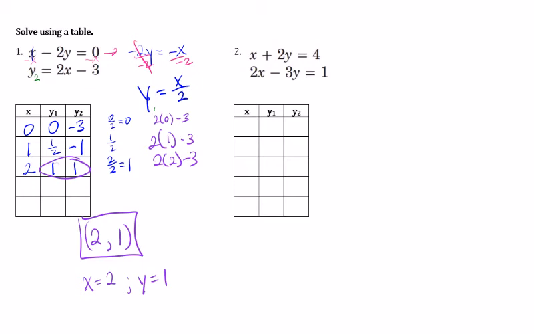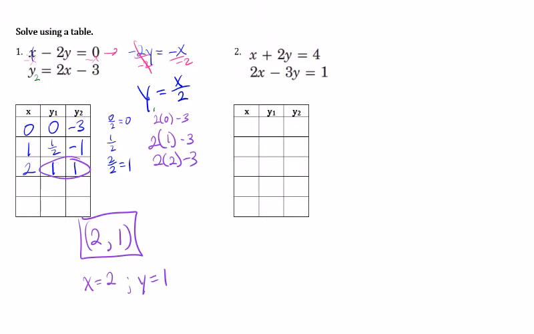All right, so another thing you can do, if you're going to use a table, is use your graphing calculator to help you out. That's a more efficient and more systematic way to use a table, because your calculator will just produce all those values, and then you can just identify where they match up. So if you want to use your calculator, we'll do number 2 with the calculator.